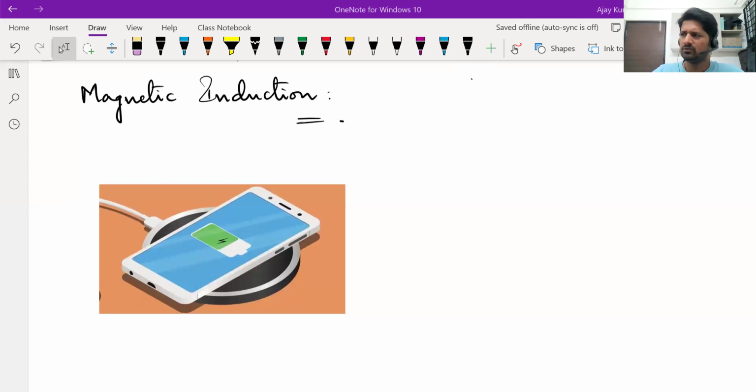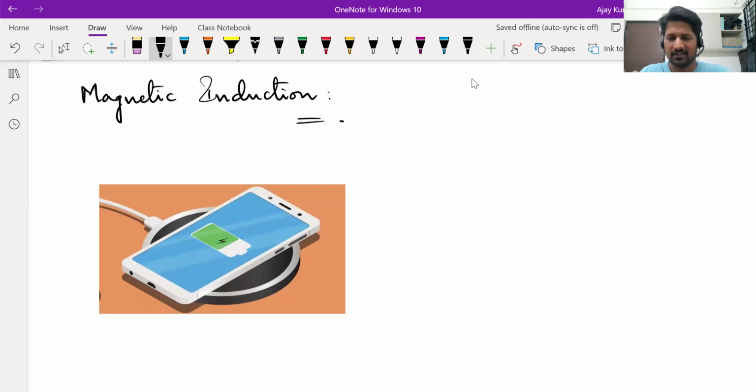Normal chargers, you connect them to the power socket, and they produce current. These wireless chargers produce current in the battery or in the phone circuit. They produce current through electromagnetic induction. So it's a simple system.